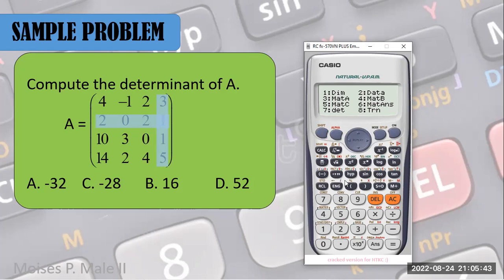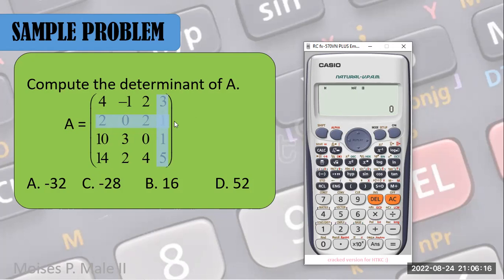So, matrix C. We don't have the input for C yet, right? So, 3 by 3. Okay, so you have 4, negative 1, 2, 10, 3, 0, 14, 2, and 4. Okay. What you're going to do is input these values.